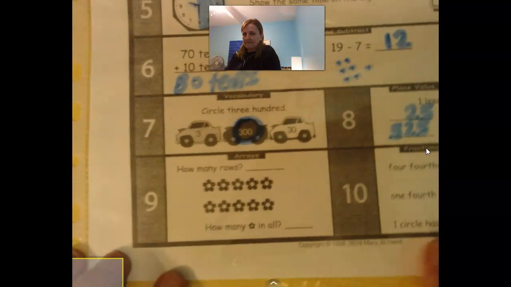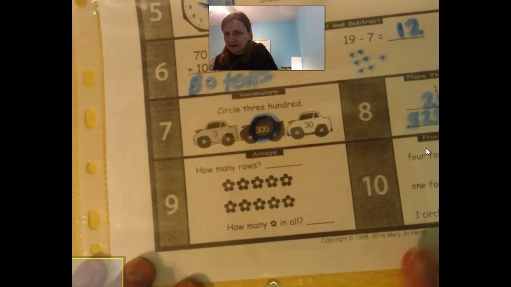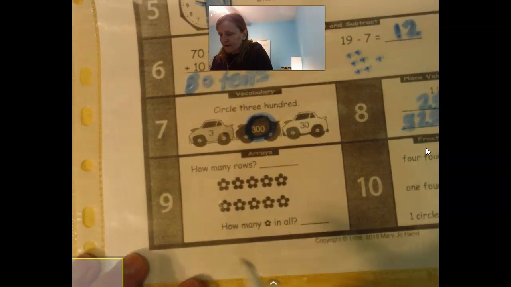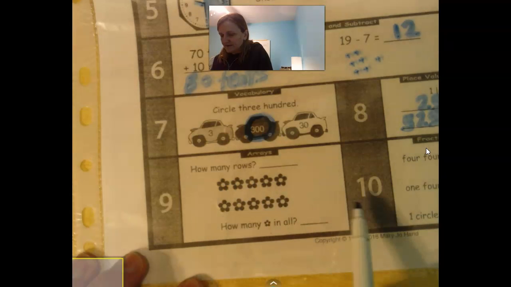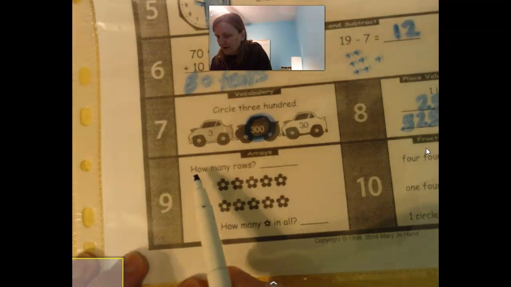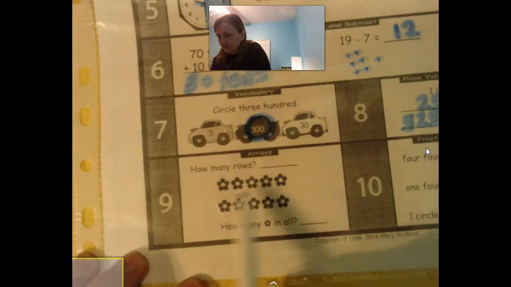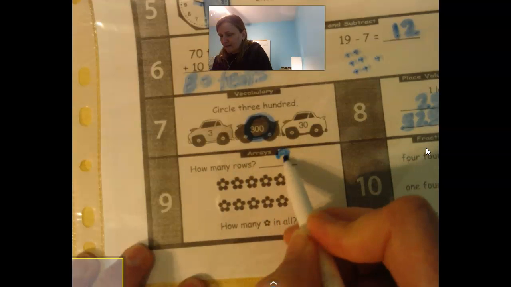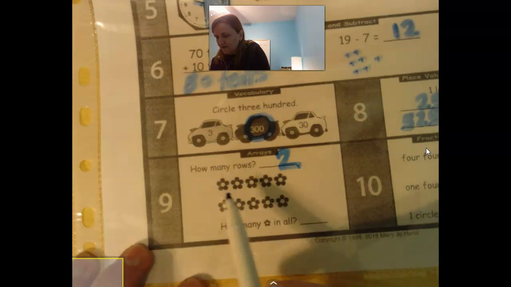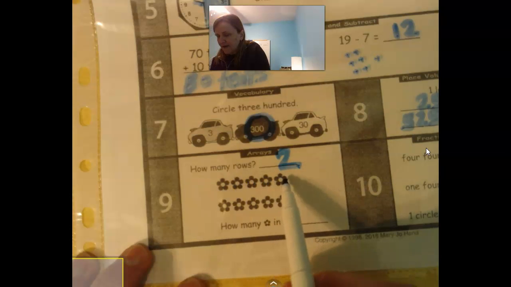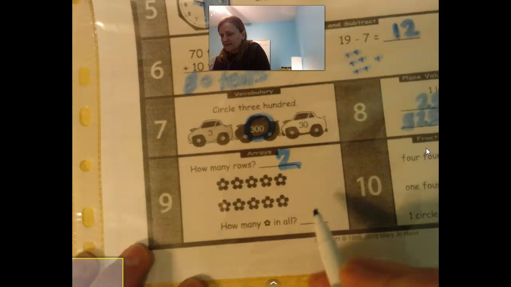2 more to go. They're talking in skill 9 about arrays. We know that rows go from left to right. They go across. So the first question is how many rows? 1, 2. 2 rows. How many flowers in all? Well, there's 2 rows of 1, 2, 3, 4, 5. I can count them all, or I could say 5 plus 5 is 10.